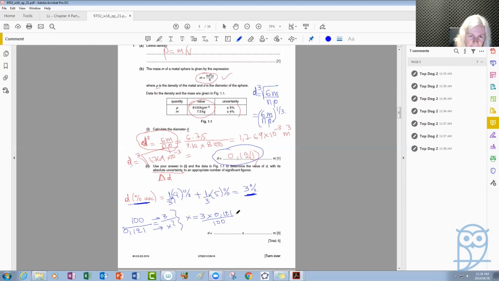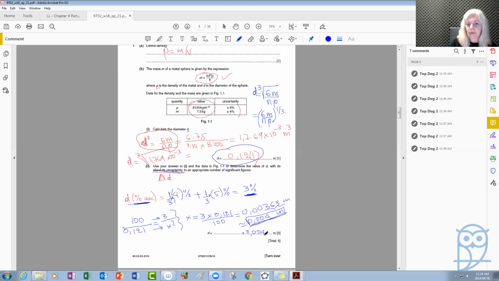And this is about 0.0363 meters, but be careful now, because this is an absolute uncertainty. Let's round it up to one significant figure. So this is about 0.004. So this is the absolute uncertainty that I wanted to find, which I have to place in my answer.